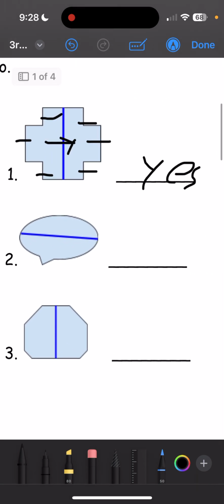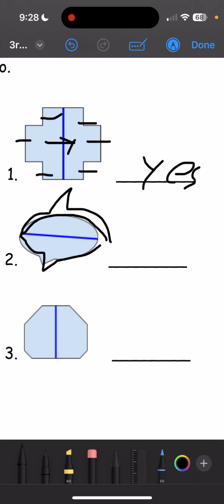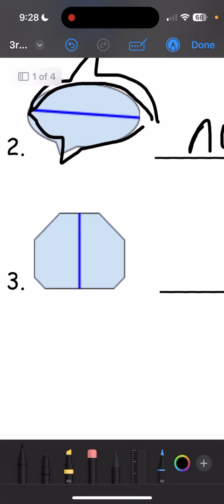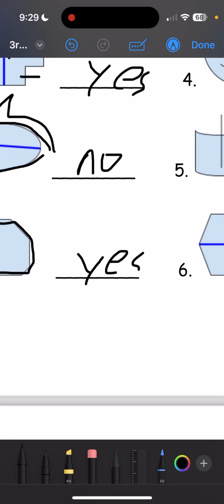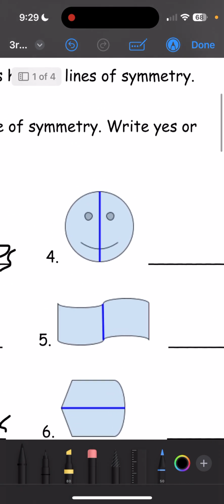Number two, let's look at it. If we fold it along this blue line right here, this is gonna come here, and this bottom piece would come like that. So no, that is not a line of symmetry. Number three, let's look at this. The shape is like this. On the other side, it's the exact same. If you flip it, it would remain the same. So yes, that is a line of symmetry.